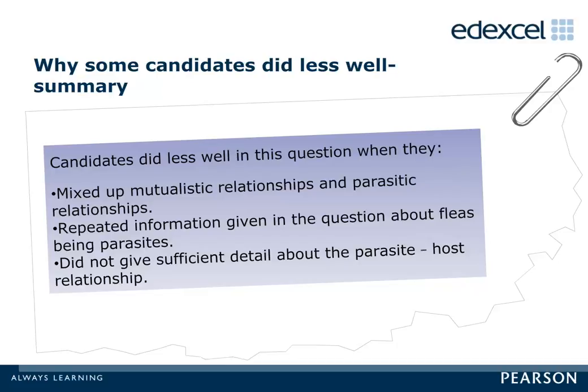Less successful candidates mixed up mutualistic relationships and parasitic relationships. They repeated information given in the question about fleas being parasites. They did not give sufficient detail about the parasite-host relationship.